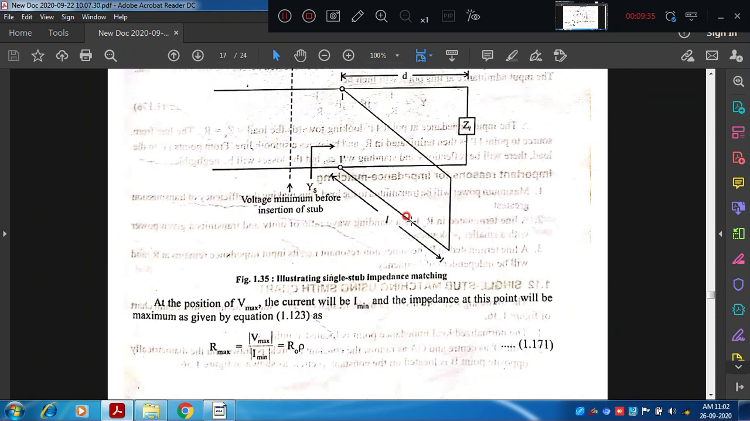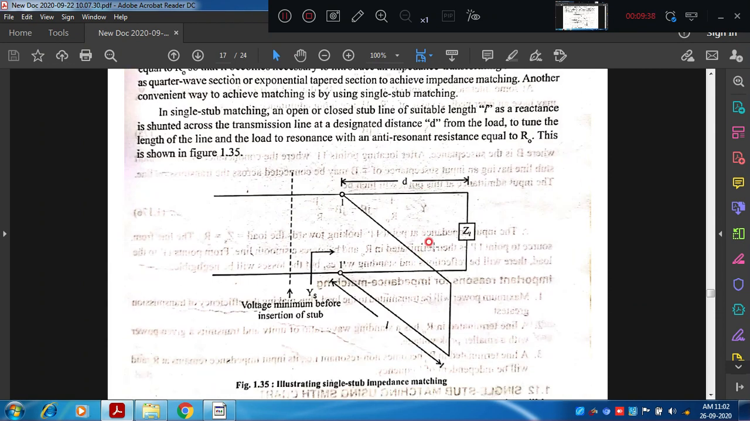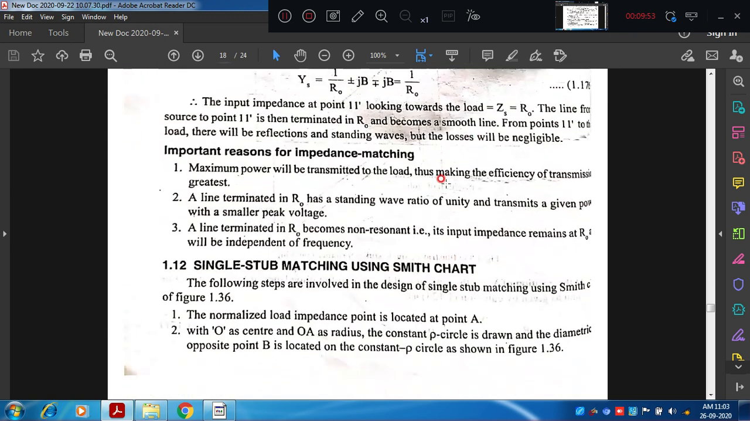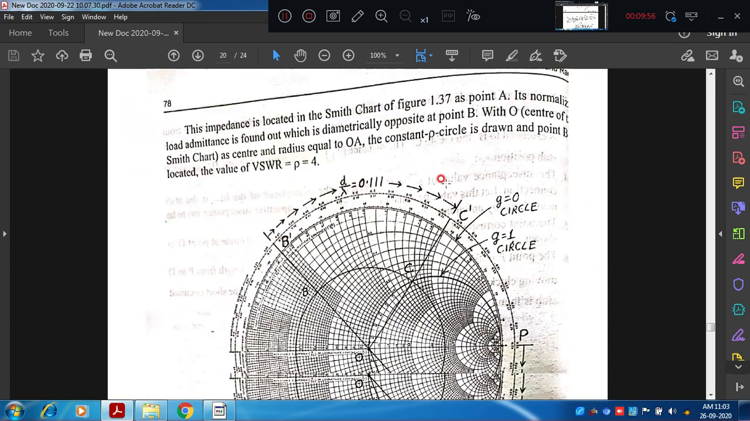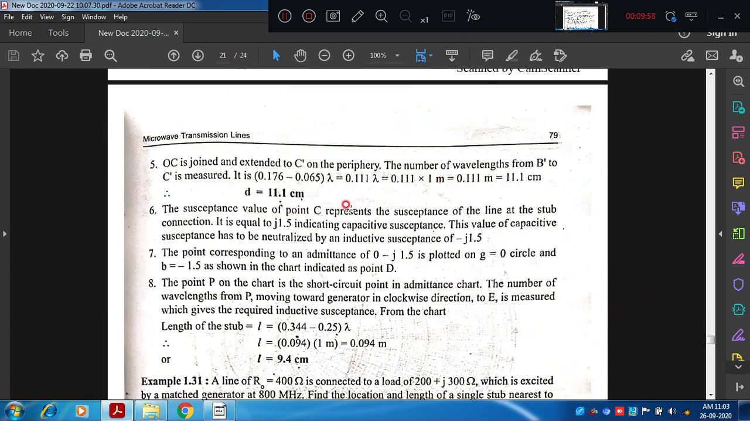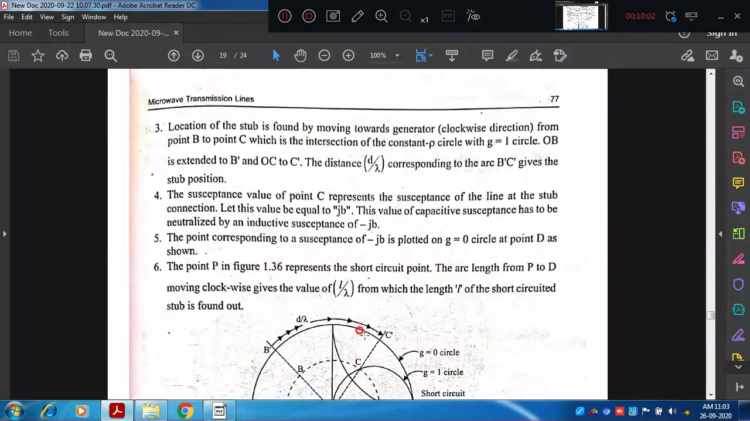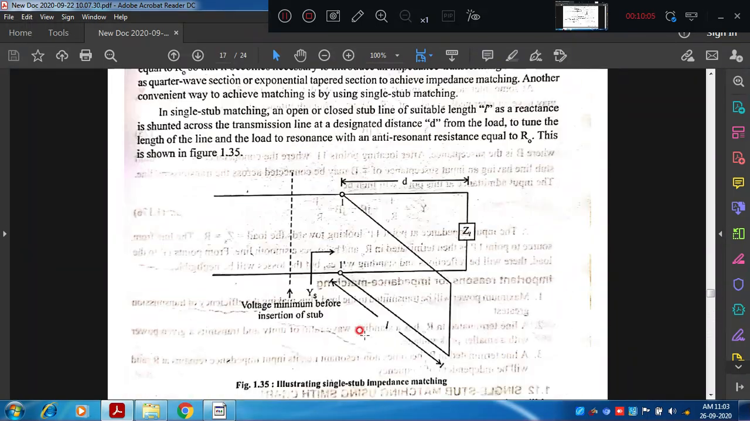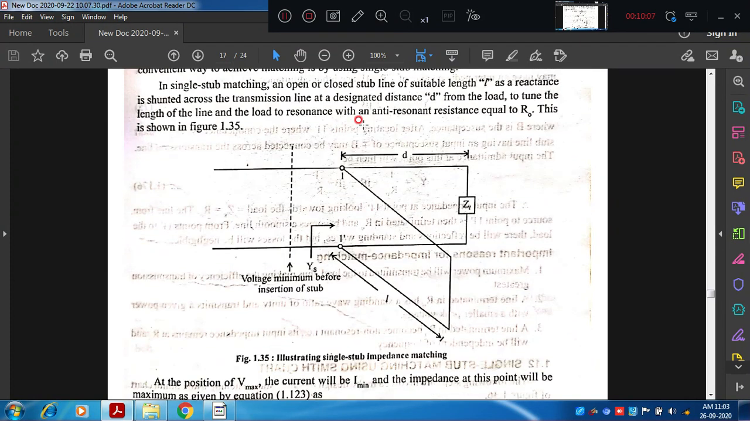Once you complete the numerical, we should show it like this. This is the stub, this is the load point, and this is the generator side, right? So we should insert a stub of length L and at distance D. D is 11.1 centimeter, and then L is 9.4 centimeter. At the end of the numerical we should draw this diagram, right?